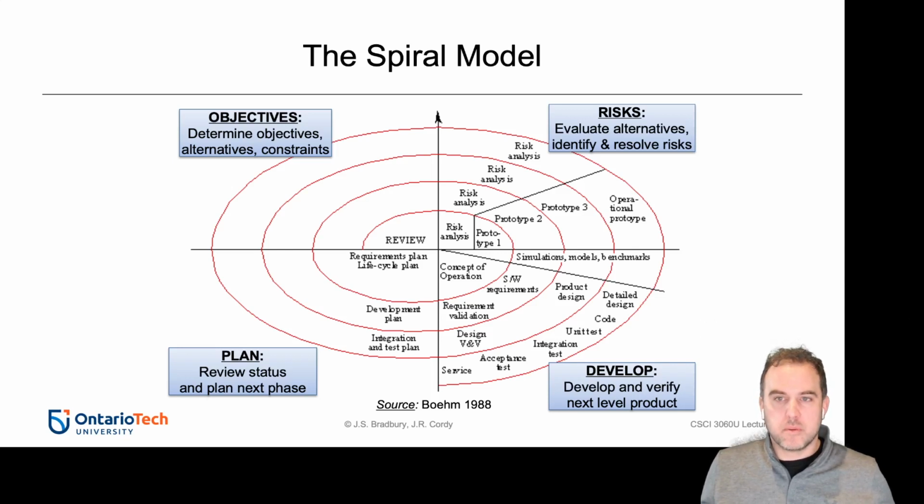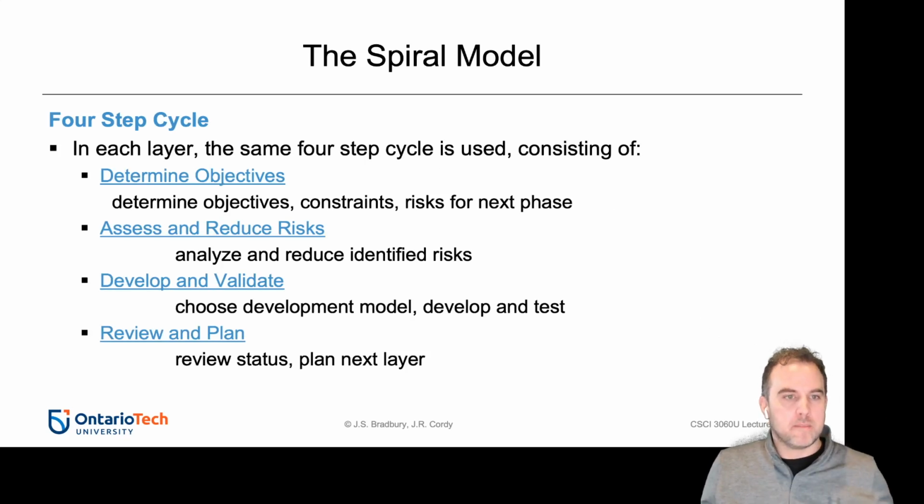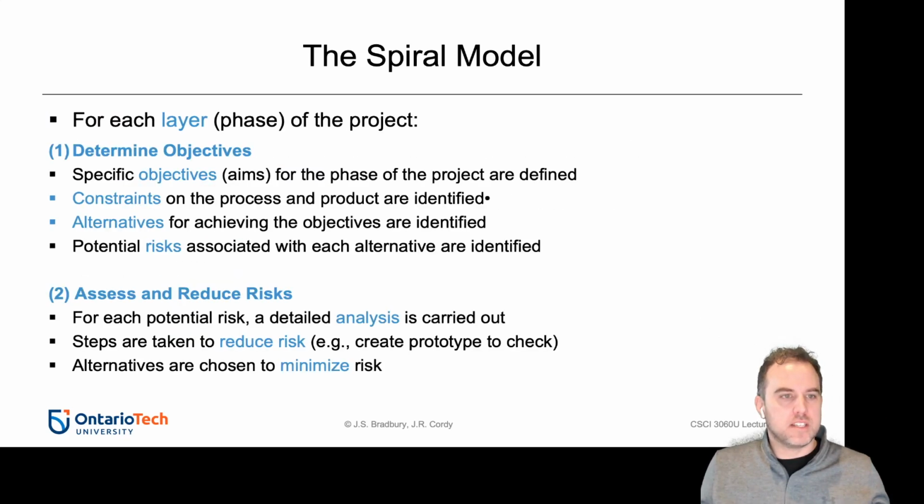Okay, so that's a little bit about the spiral model, and as I mentioned, it's more of a meta model. It sits on top of another model. Every layer is one phase. I already went through these 4 steps. The point here, though, is that every one of these 4 steps is about risk and about quality, right? Determining objectives is about identifying potential risks associated with every option and every alternative. Assessing and reducing risk is about minimizing risk.